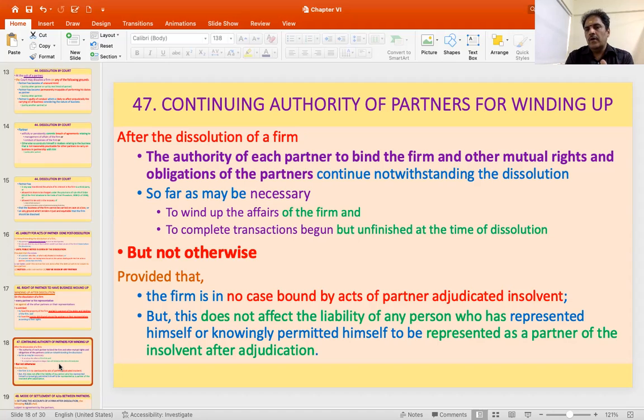provided that the firm is in no case bound by acts of a partner adjudicated insolvent. So this is applicable generally, but where the person who has been adjudicated insolvent goes and does something, then the firm is not bound by that. But this does not affect the liability of any person who represented himself or knowingly permitted himself to be represented as a partner of the insolvent after adjudication. So while this provision relating to continuing authority will not be applicable for binding the firm for the acts of a partner who has been adjudicated insolvent, if someone claims that he is a partner of the insolvent partner and then he does something, that liability will continue to be there. This is a principle of holding out that will operate at that point of time. So the liability of the person who has represented himself or knowingly permitted himself to be represented as a partner of the insolvent after adjudication will continue to be there.